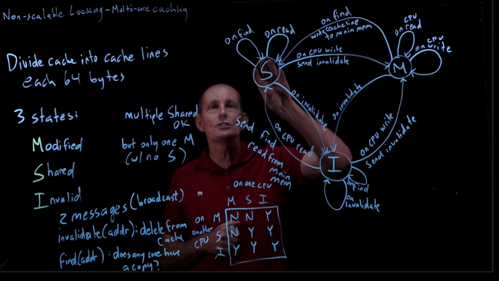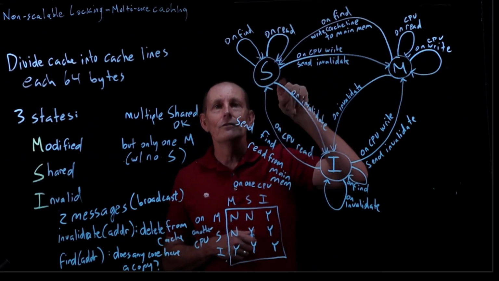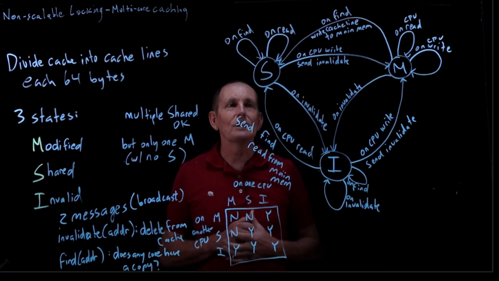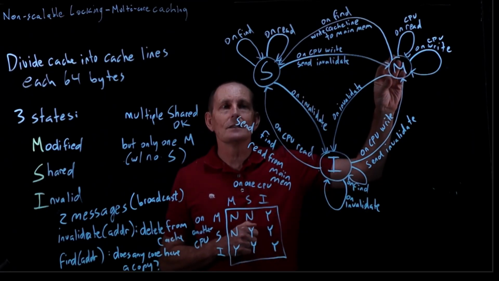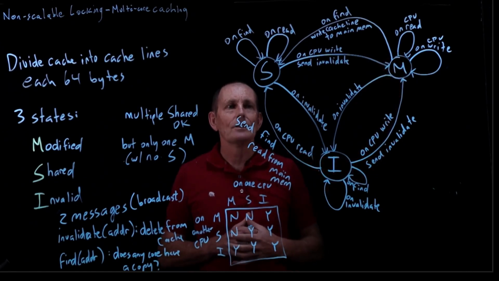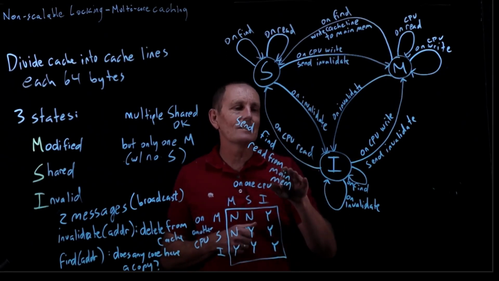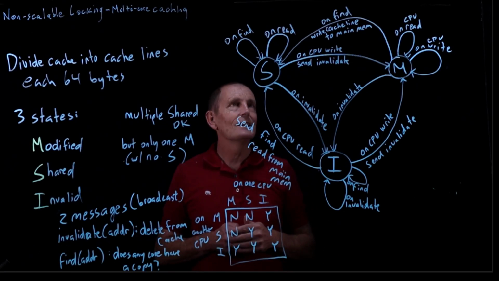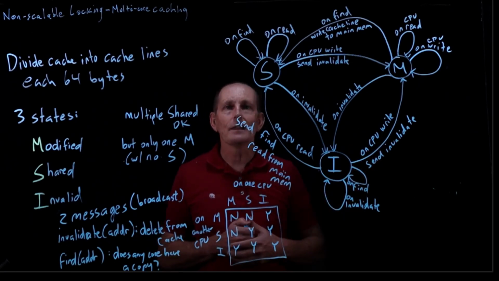If you've got multiple cores in the shared state, then they can be doing reads all day long, again, completely quickly. It's only when a read or a write happens from a core that's not in the modified state that we have to have any sort of communication, right? A read means we've got to send a find, and a write means we're going to send an invalidate.